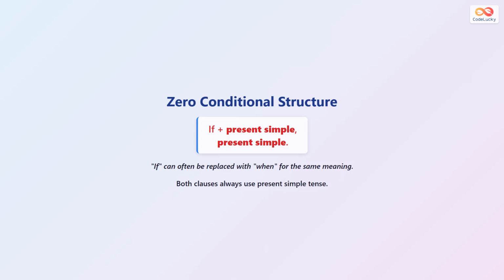The zero conditional sentence structure is straightforward. It has two parts, the if clause and the main clause. Both use the present simple tense. The pattern is if plus present simple, comma, then present simple. Sometimes, the word if can be replaced by when without changing the meaning.